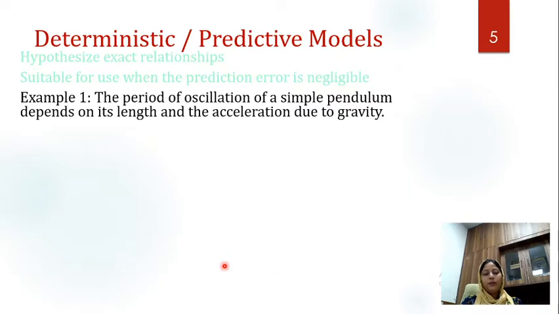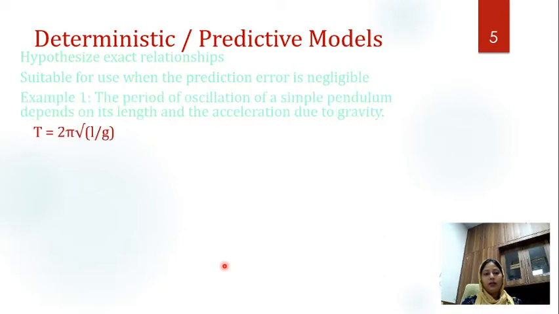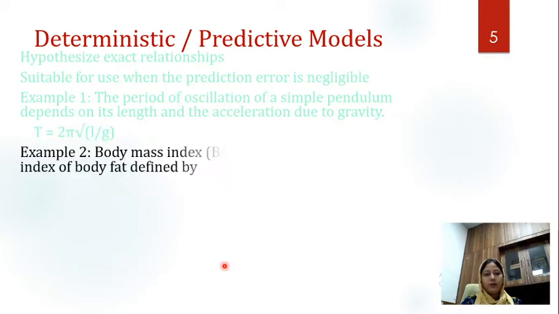For example, the period of oscillation of a simple pendulum depends on its length and the acceleration due to gravity. That is, we have the formula T is equal to 2π under root L by g. So if I want to calculate T, the period of oscillation, then for fixed L, everybody will get the same answer. g is a constant, 9.8 meter per second square.